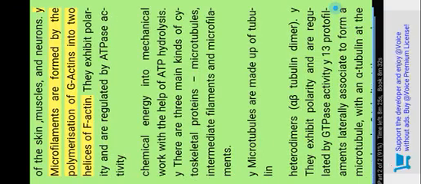Microfilaments are formed by the polymerization of G-actin into two helices of F-actin. They exhibit polarity and are regulated by ATPase activity. They convert chemical energy into mechanical work with the help of ATP hydrolysis.